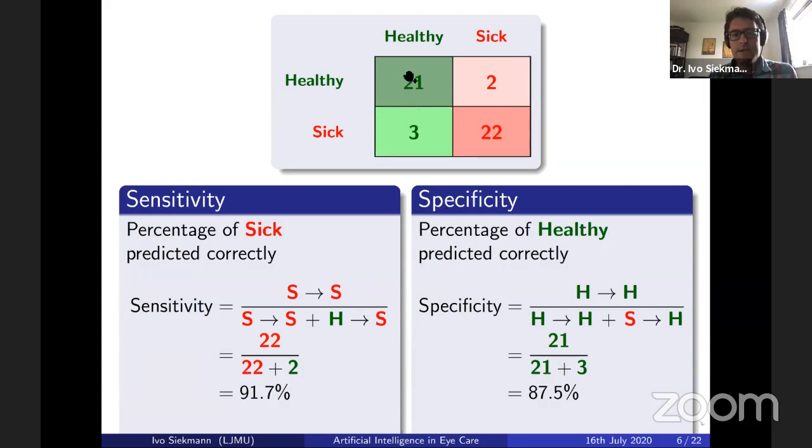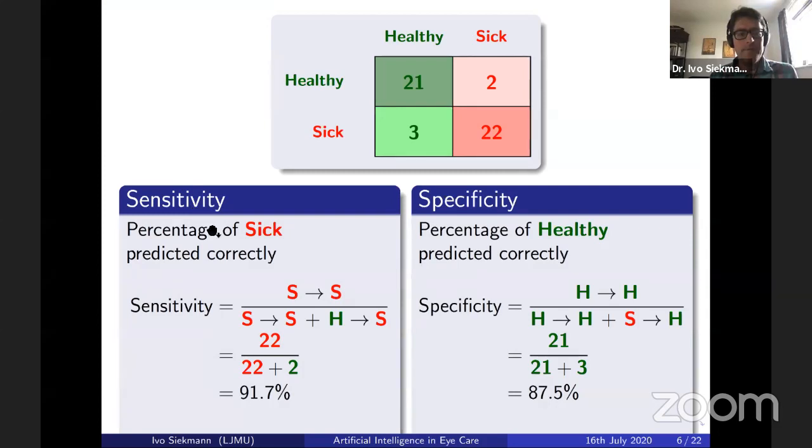So we have to calculate the proportion of healthy patients that were predicted correctly over the total number of healthy patients. So we have 24 total patients that were healthy in our sample. And when we divide 21 by 24, we get 87.5%. So in this case, we have a high specificity. So we get a relatively large number of true negatives.